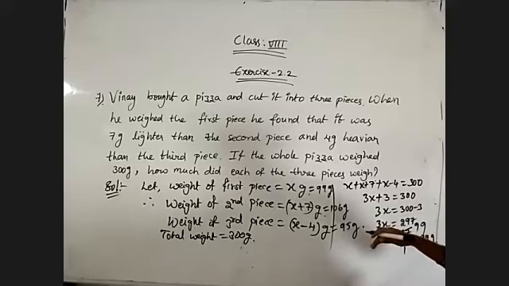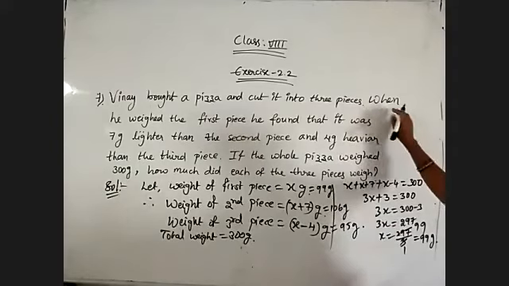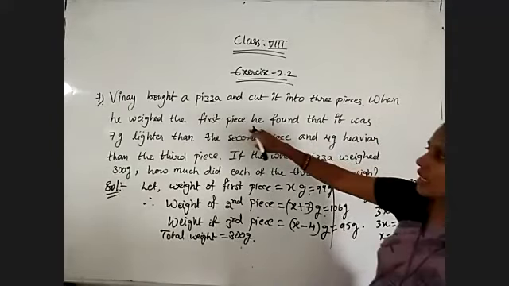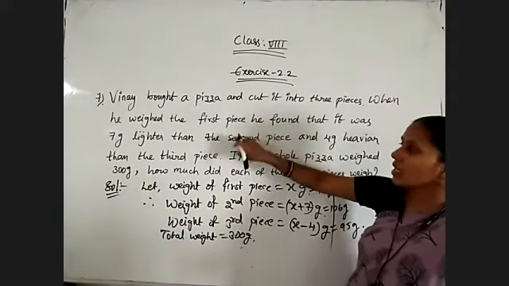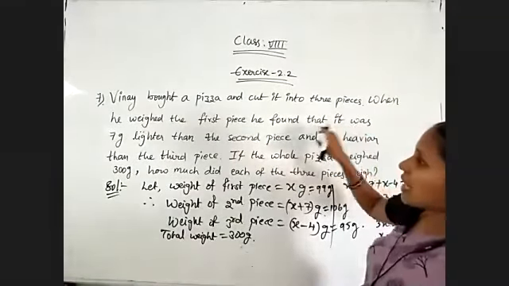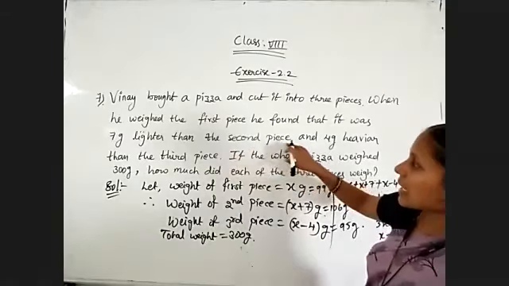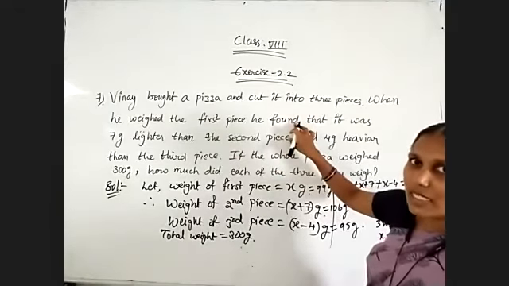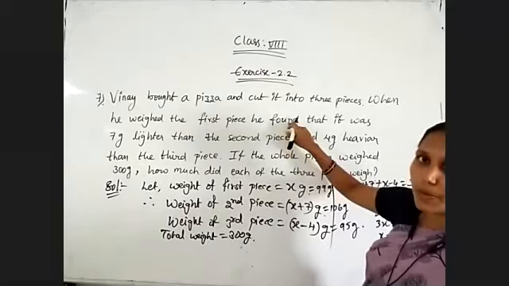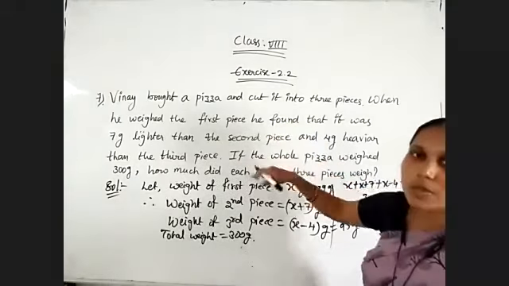So like this we need to simplify. Very simple question, only a logical question. You need to understand what the relation is. So I am taking that first piece as x grams. Then the weight of the second piece will be, it was 7 grams lighter than the second piece given. Means the first piece weight is lesser. That means the second piece has more weight than the first piece. By how much? 7 grams more.